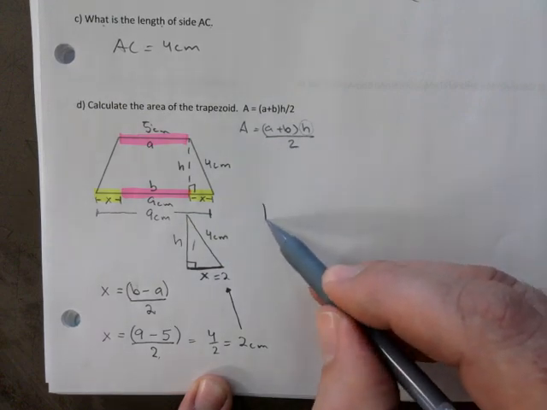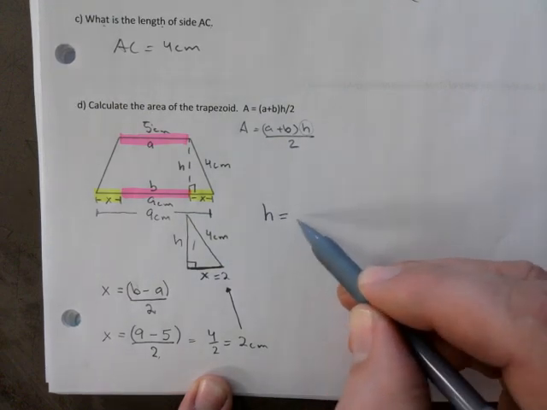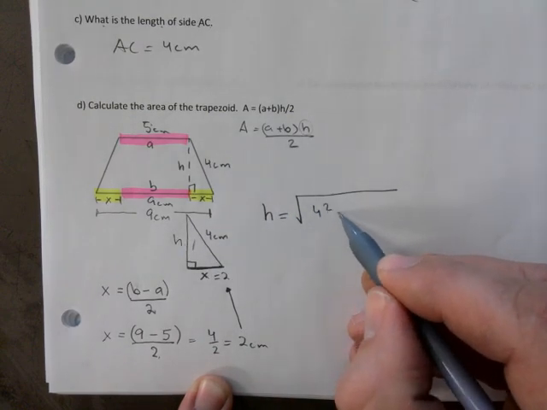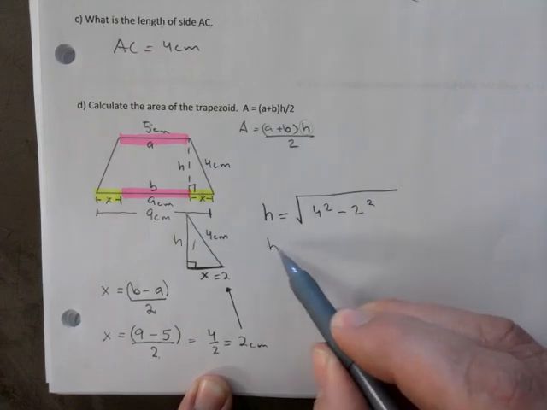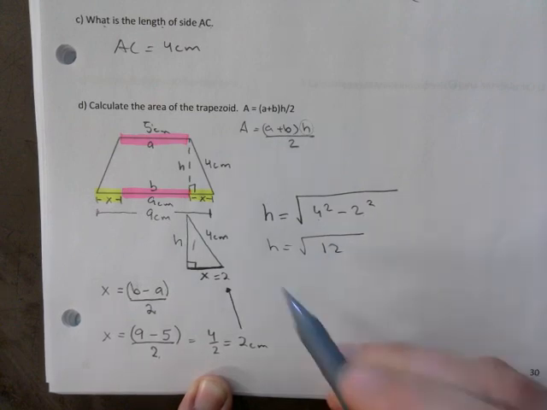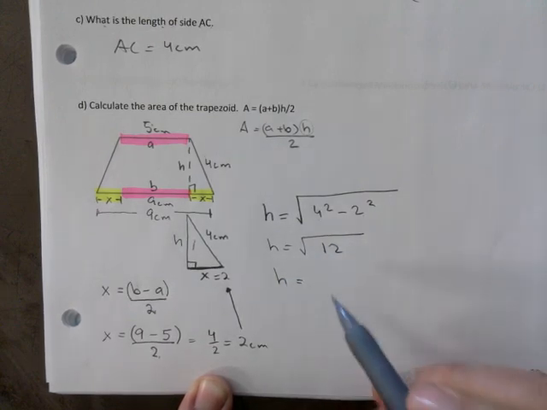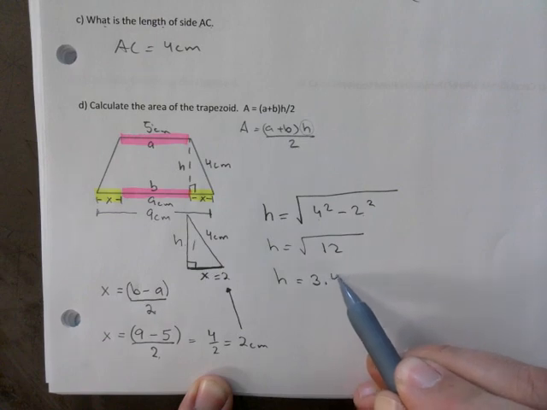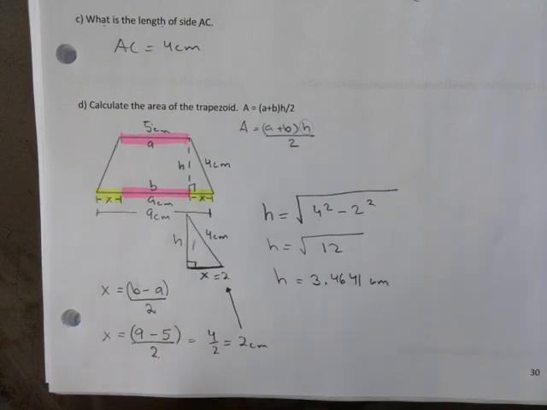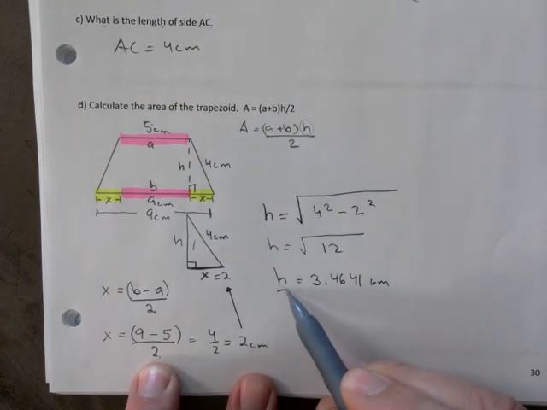But now I'm going to figure out the height. Height is a leg, right? So it'll be 4 squared minus 2 squared. That would be 16 minus 4, that's 12. So that would be 3.4641. Remember, we're working towards a final answer, so along the way I round to 4 decimals instead of 2. Ideally, you want to use them all, right?